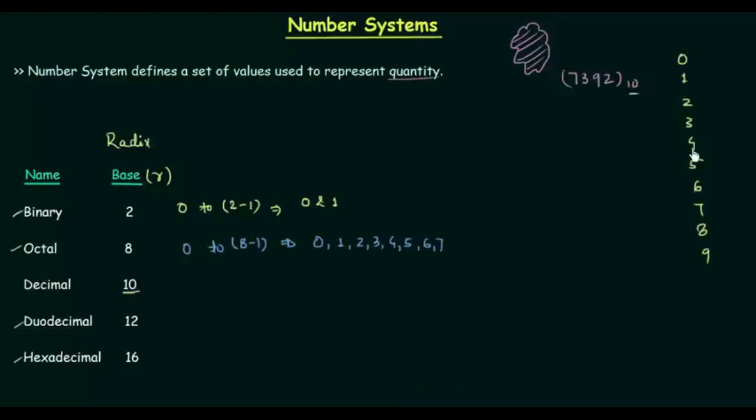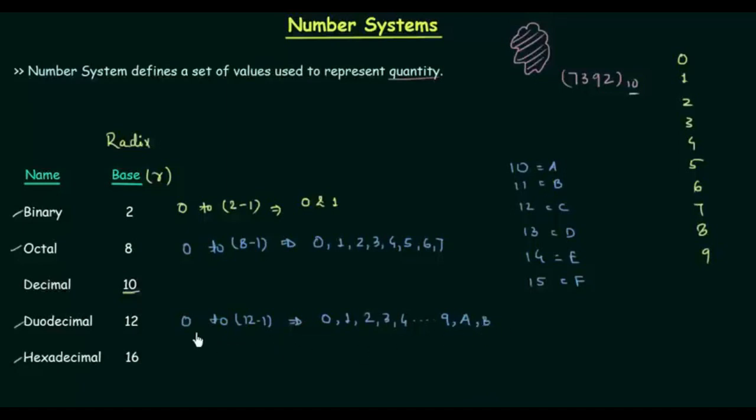For decimal, we have already seen 0 to 9. For duodecimal, the base is 12, so we have 0 to 12 minus 1, which gives us 11. So we have 0, 1, 2, all the way to 9, and then we represent 10 as A and 11 as B. We only have 12 distinct digits, so we will have 0 to B in case of the duodecimal number system.